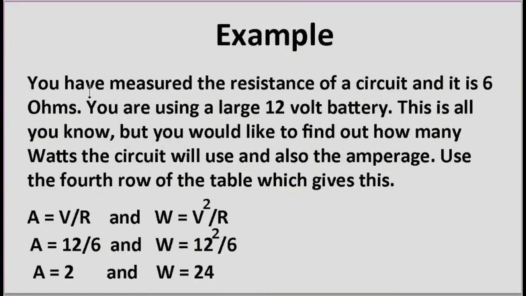In this example, we assume that you have measured the resistance of a circuit, and it is 6 ohms, and you are using a 12-volt battery. This is all you know, but you would also like to find out how many watts the circuit will use, and also what the amperage of the circuit is. So we can use the fourth row of the table as I showed you before. The fourth row says amps equals voltage divided by resistance, and watts equals voltage squared divided by resistance. So that means the amps equals 12 volts divided by 6 ohms, and the watts equals 12 volts squared divided by 6 ohms. So the amps equals 2, and the watts equals 24. So I showed you how we can figure out what the amperage and the wattage are, even though originally we only knew what the volts and the resistance were.